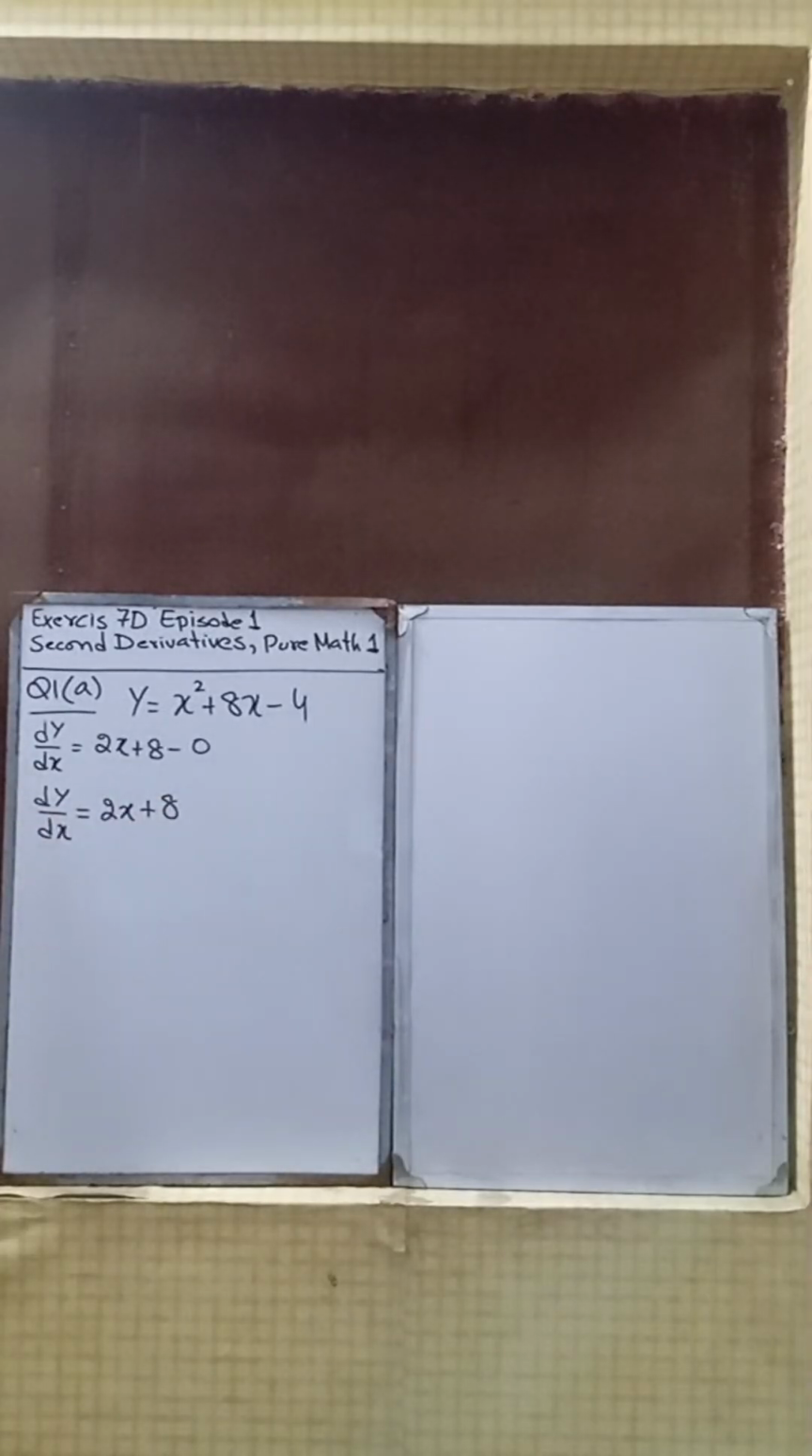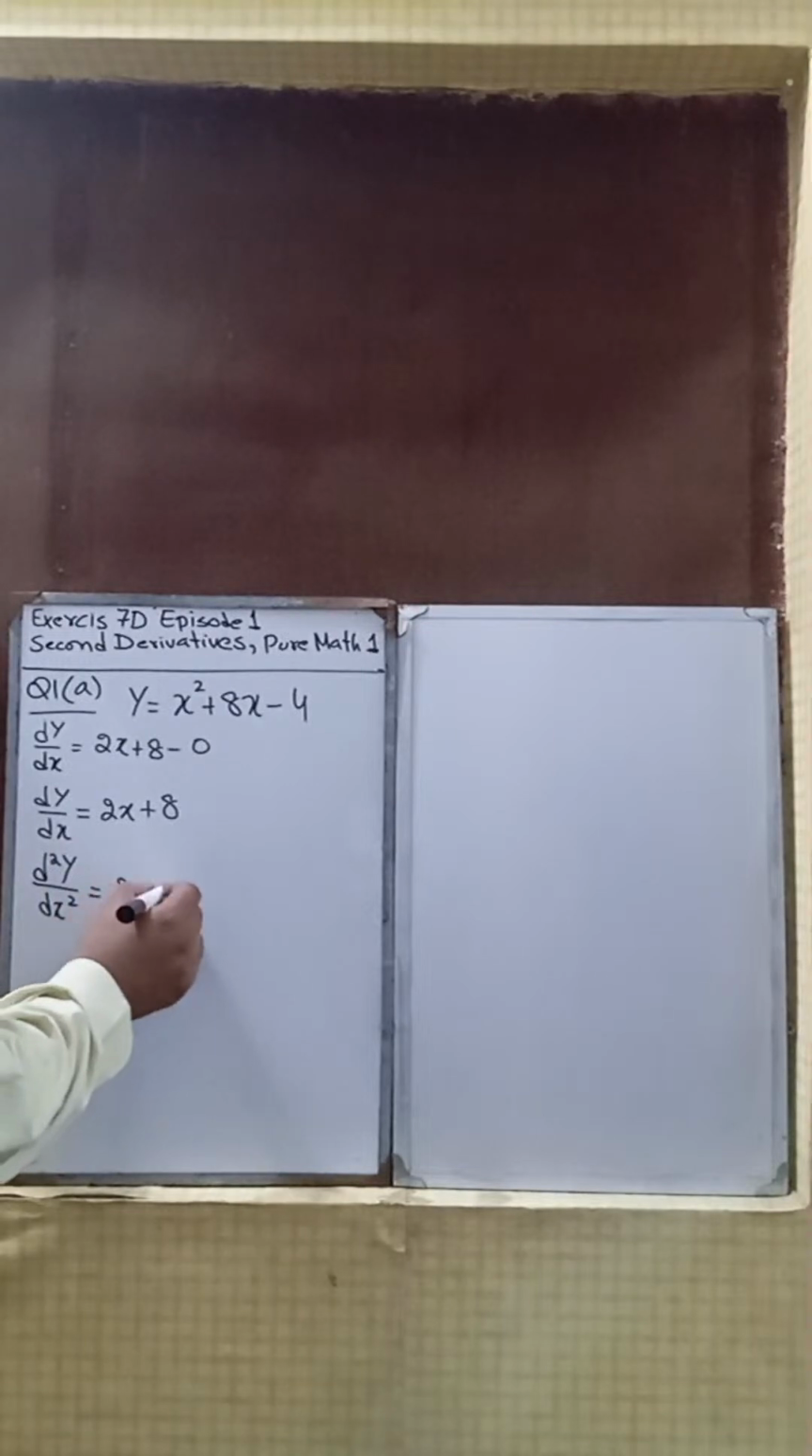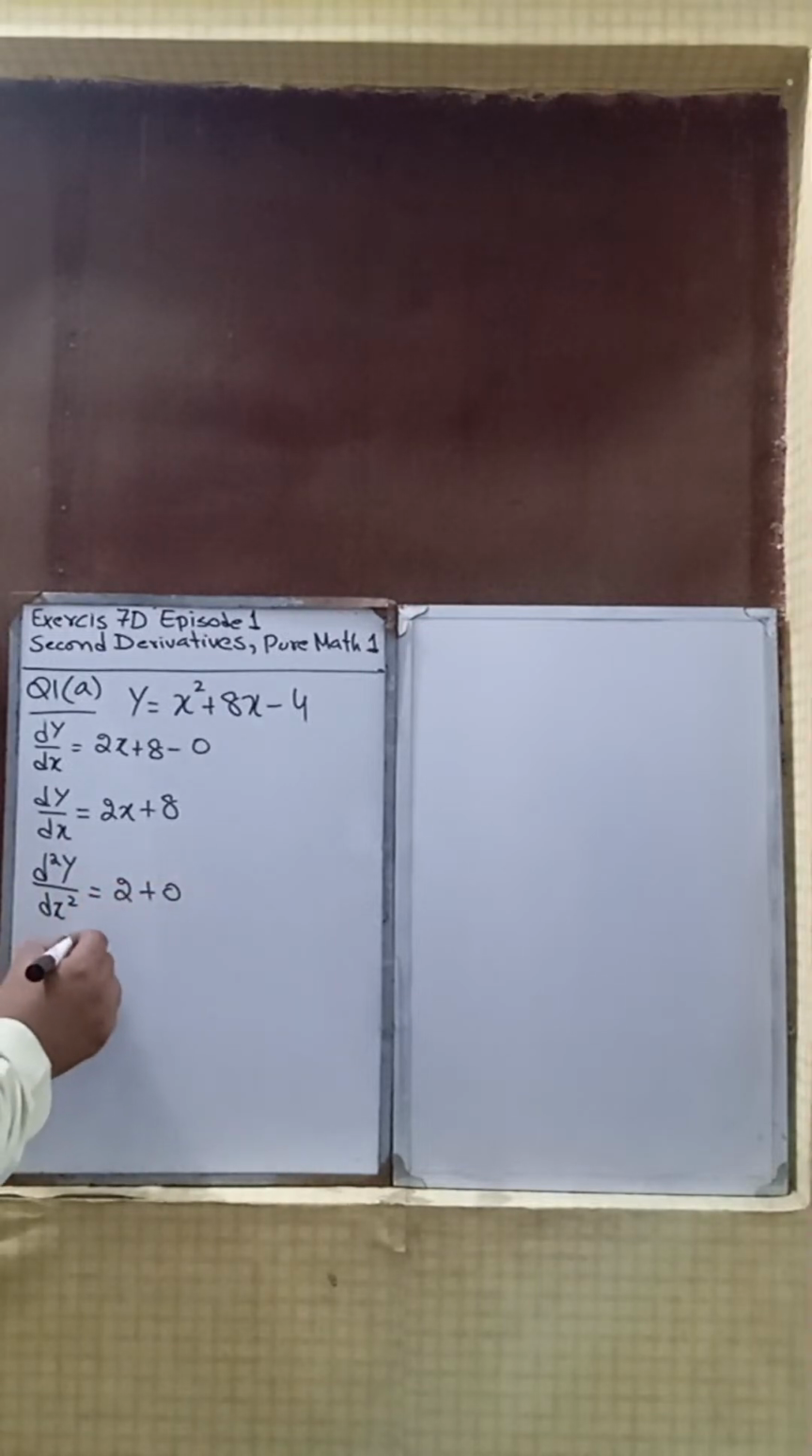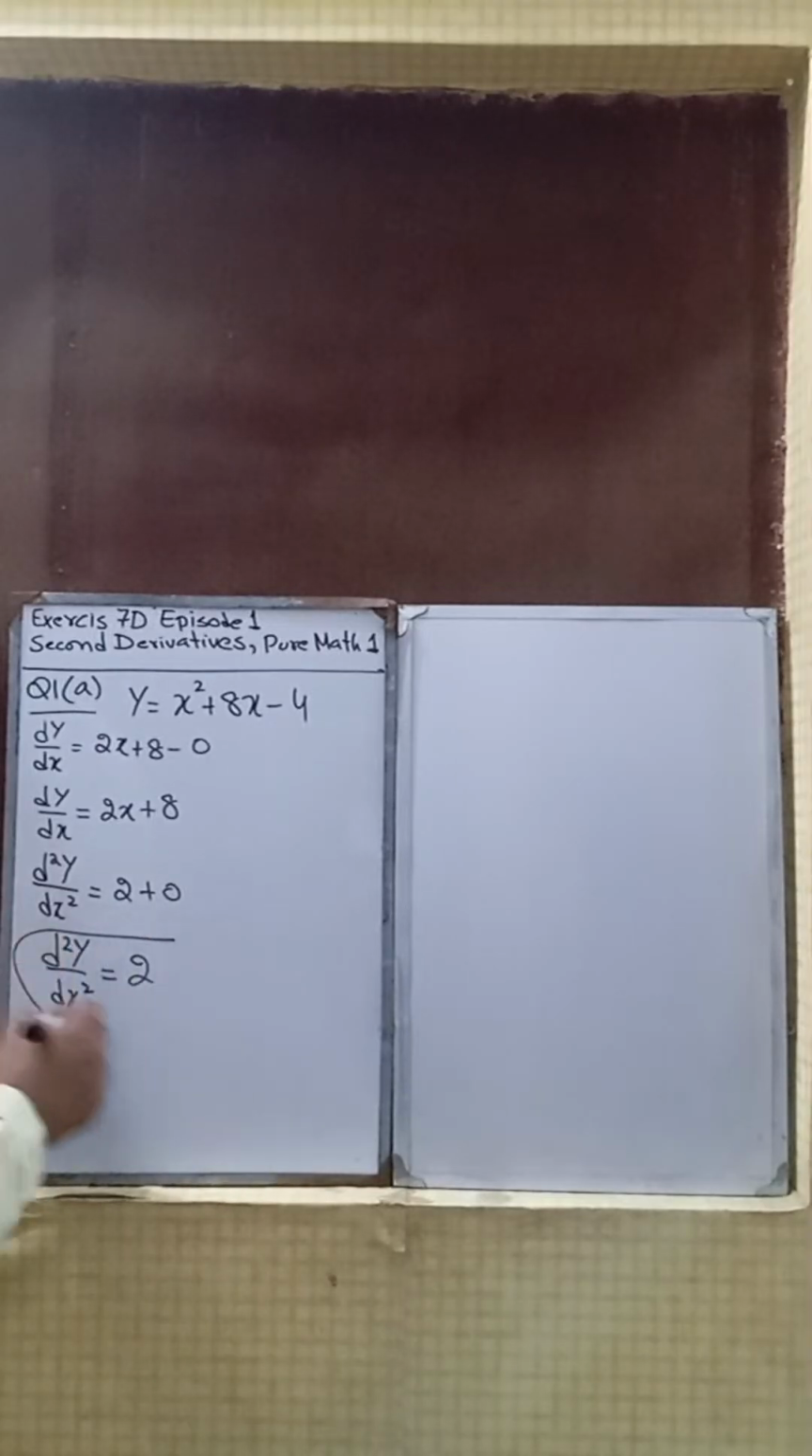Then I will again differentiate it with respect to x. So that is the second derivative, written d square y by dx square. And when you differentiate this, this will become 2, and the derivative of 8 is 0. So the second derivative of this will be 2. So this is my answer. The answer is 2. This is how you find the second derivative. So this is question number 1 and its A part.